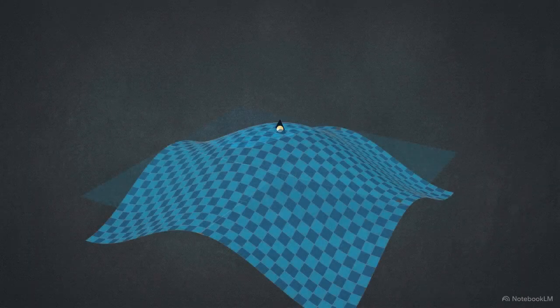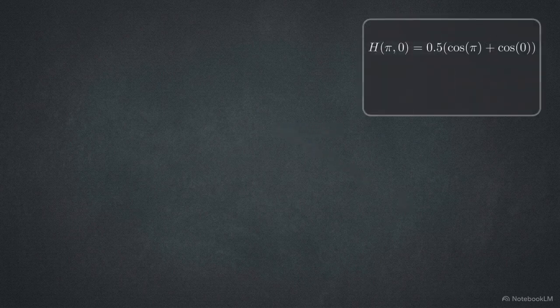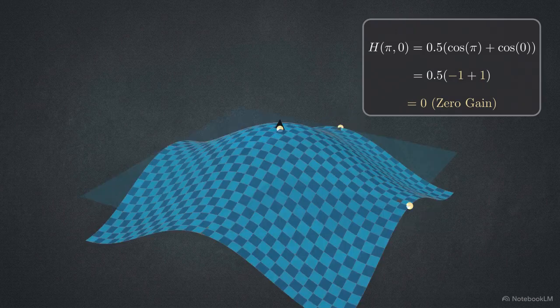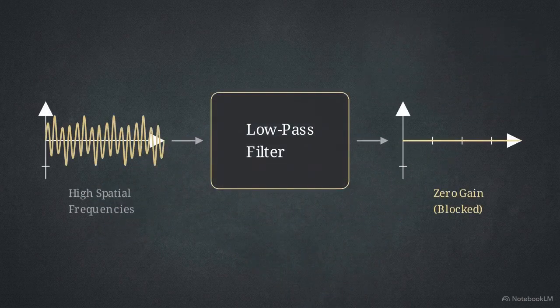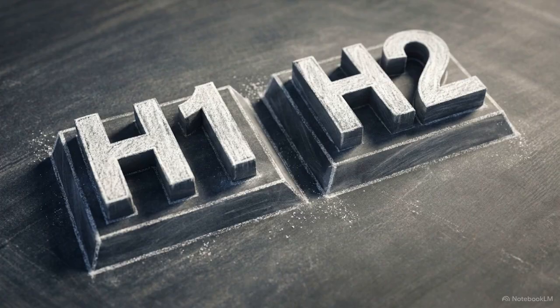Next, we evaluate the response at the highest spatial frequencies, locating the boundaries at coordinates like pi, 0 or 0, pi. At these extremes, the cosine of pi evaluates to -1. The terms negate each other, driving the output to a gain of 0. Because the filter passes the lowest frequencies with unity gain while blocking the highest spatial frequencies, it operates as a low-pass filter. This brings us to question 2 and the filters designated as H1 and H2.